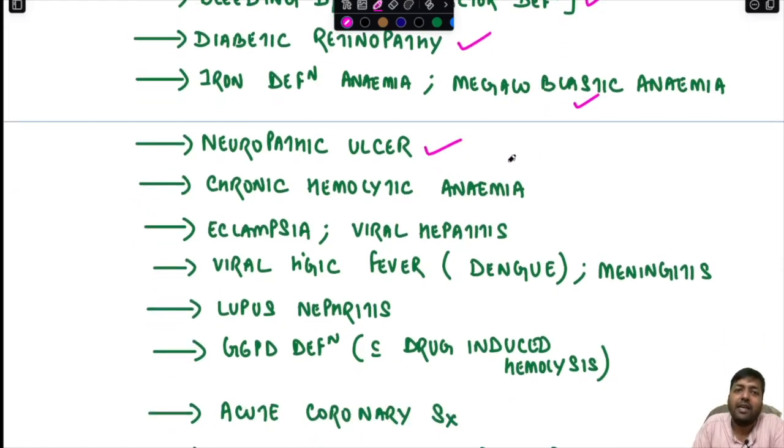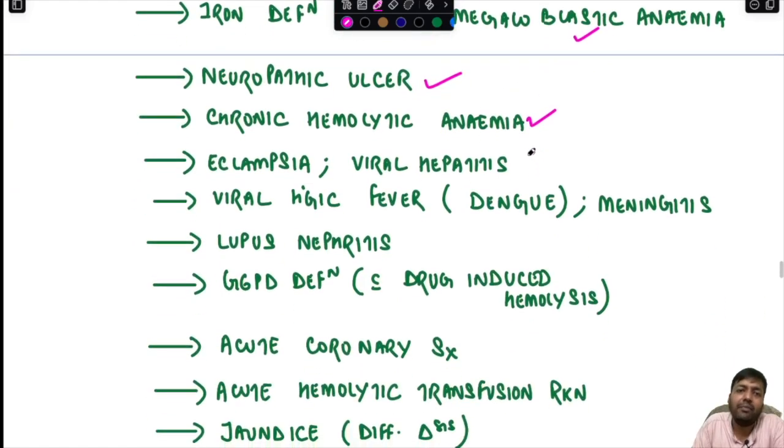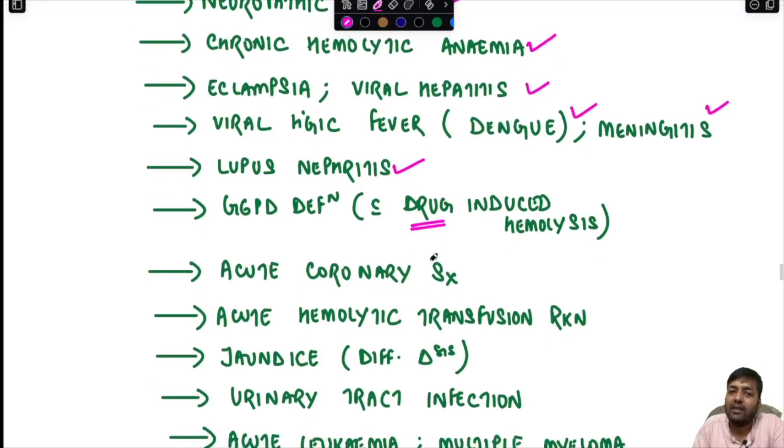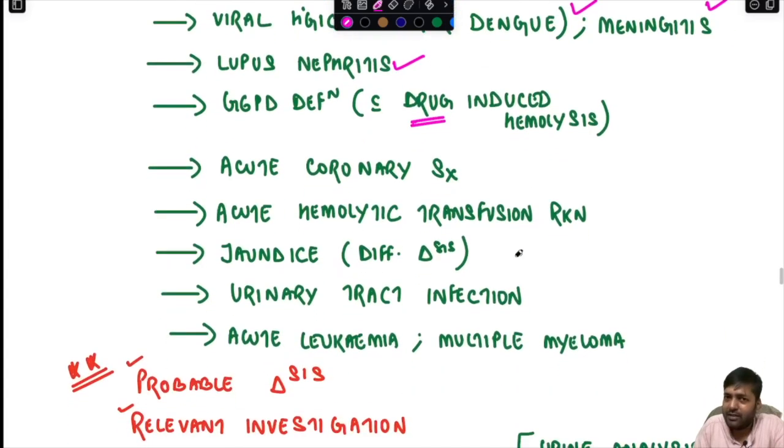Neuropathic ulcer case can come. Chronic hemolytic anemia can come. Eclampsia, viral hepatitis case. Viral hemorrhagic fever, that is dengue, meningitis, even malaria can come. Lupus nephritis case can come. Or a G6PD deficient case where the person has had drug-induced hemolysis. Basically, individuals suffering from G6PD deficiency, when they are under certain drugs like primaquine, anti-malarials, can develop an acute hemolytic episode. So that particular scenario can come.